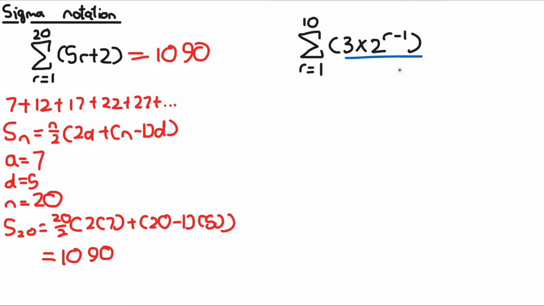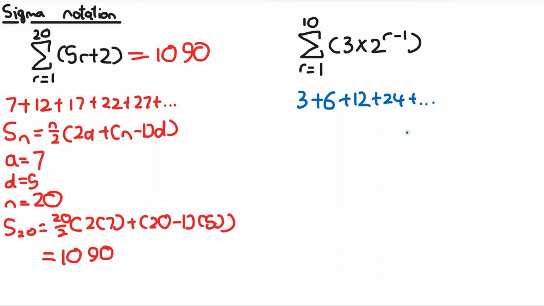So here's another example. We have this expression here, and then we sub in r is equal to 1 as the first term, then r is equal to 2, r is equal to 3, r is equal to 4, all the way up to r is equal to whatever this number is up here, so 10. So r is equal to 1 is going to be 3 times 2 to the power of 0, so it's going to be 3 as the first term. Then r is equal to 2, so 3 times 2 to the power of 1, so it's going to be 6. r is equal to 3 is going to be 12, and then r is equal to 4 is going to be 24, and then so on and so forth.